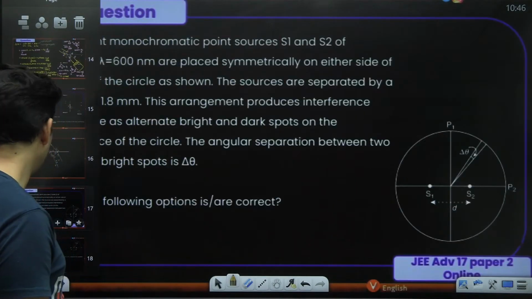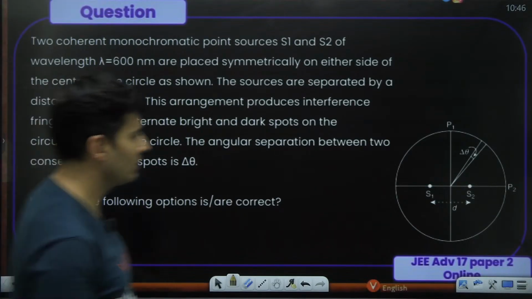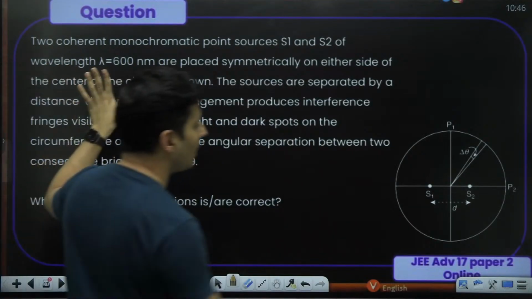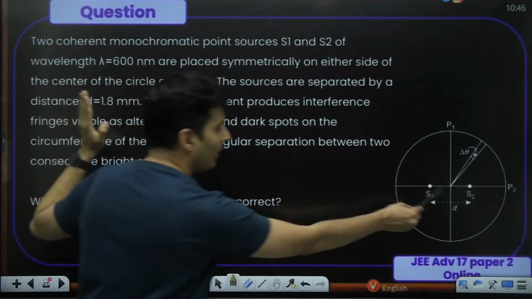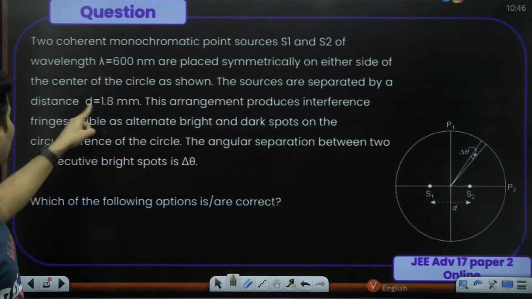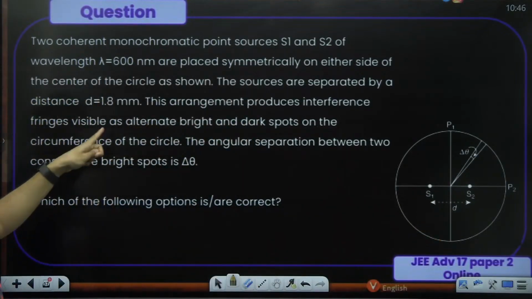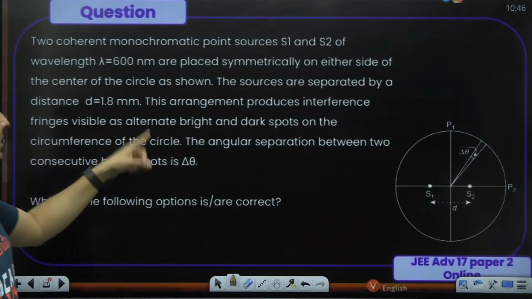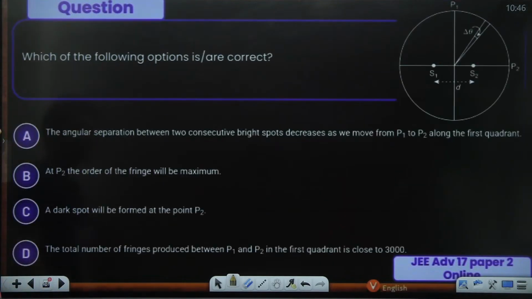Okay. Here comes the next question. There are two coherent monochromatic point sources, S1 and S2, of wavelength 600 nanometers, placed symmetrically on either side of the center of a circle, separated by a distance d of 1.8 millimeters. The arrangement produces interference fringes visible as alternate bright and dark spots on the circumference of the circle. The angular separation between consecutive bright spots is delta theta. Which of the following options are correct?